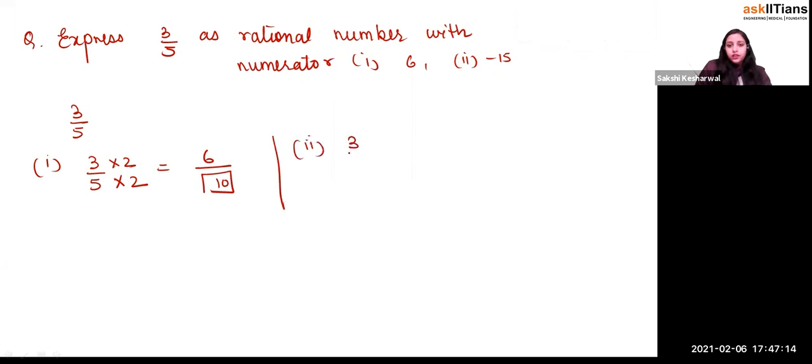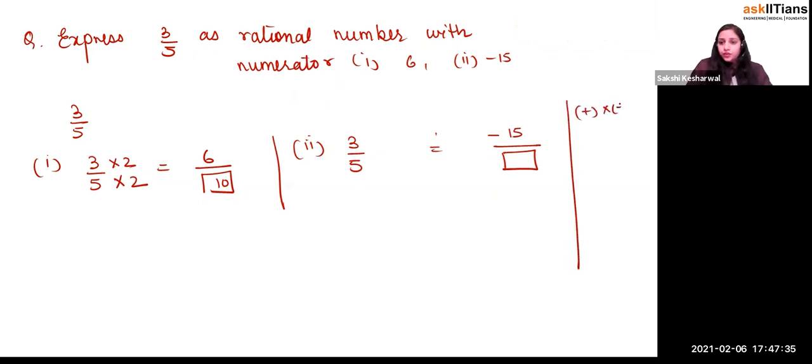What will be the second part? If I write 3/5 is equal to -15 upon the box, right? As I told you again, positive into positive is positive, right? Positive into negative is negative, right? Negative into positive is negative. And negative into negative is again positive, right?